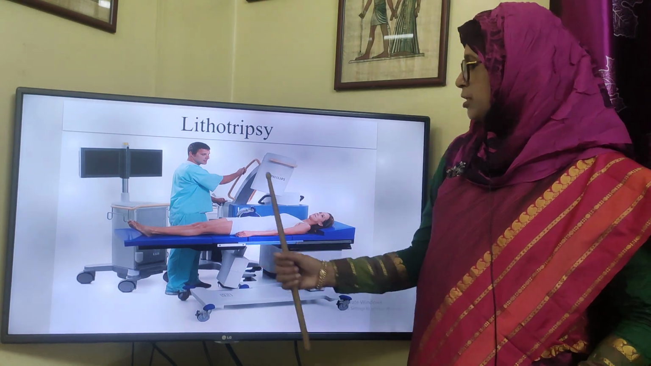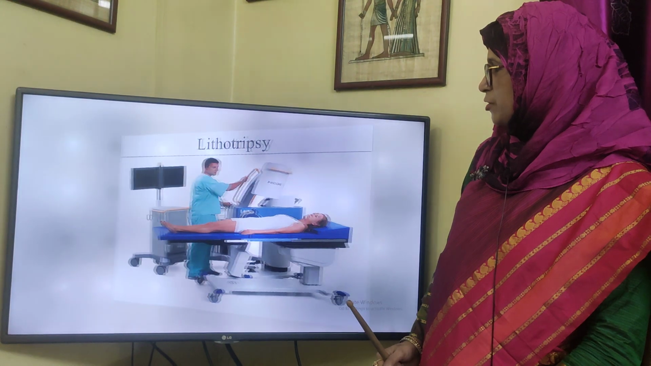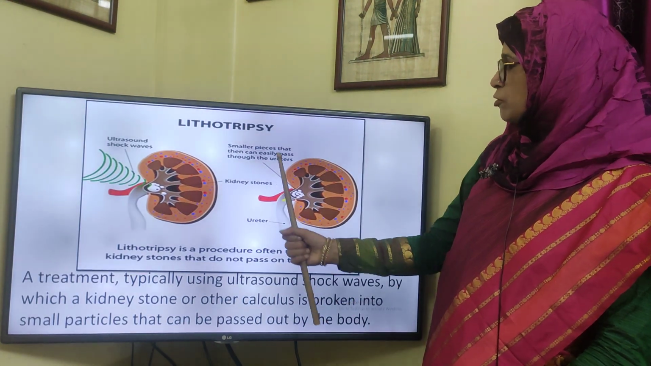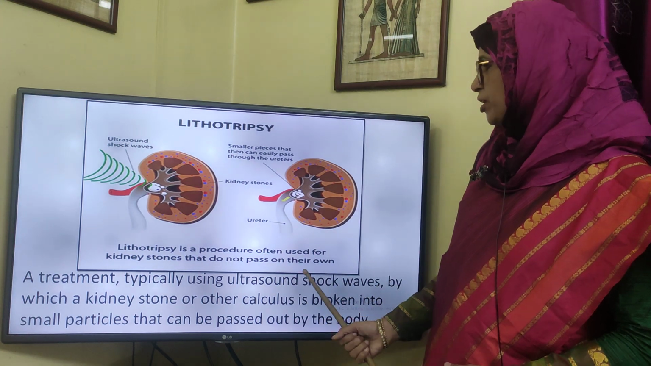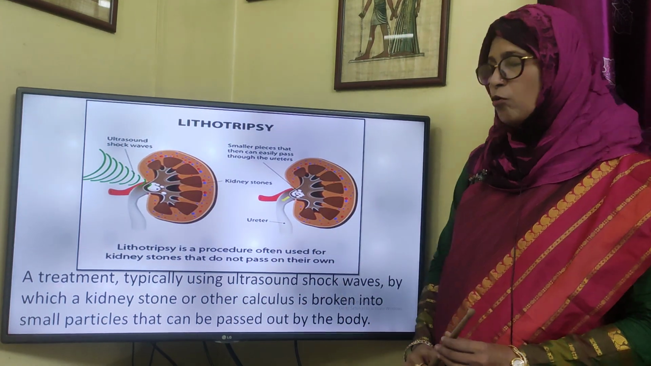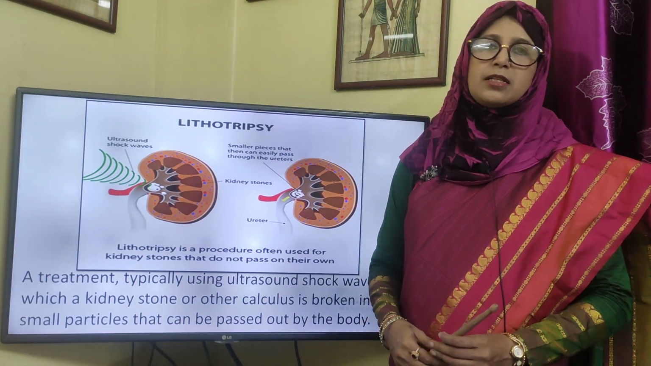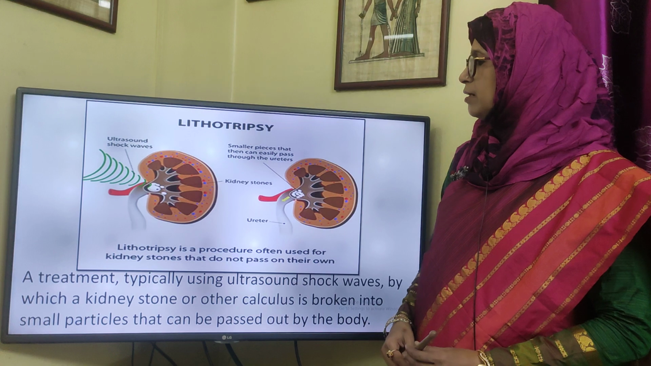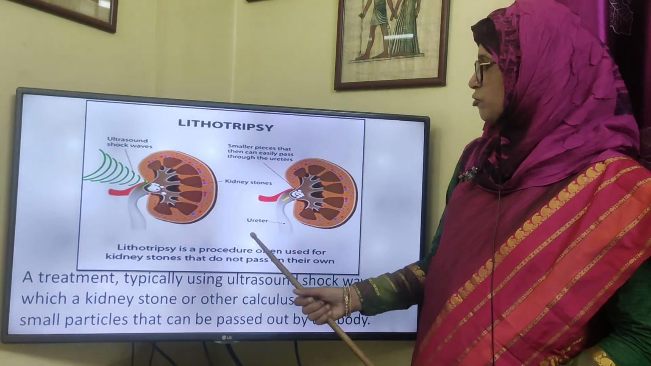Then lithotripsy, this is one kind of instrument or machine. So what is lithotripsy? Lithotripsy is a procedure often used for kidney stones that do not pass on their own. That means when these kidney stones do not pass easily on their own, then this process is used, and this is known as lithotripsy.